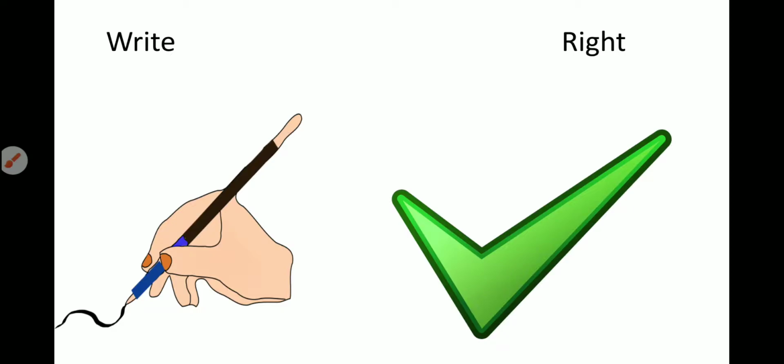The second write is spelled R-I-G-H-T and it means correct or to your right, not to your left. The opposite of left, meaning right, okay? So it's right, which means correct or signifying where to turn to, as your right.